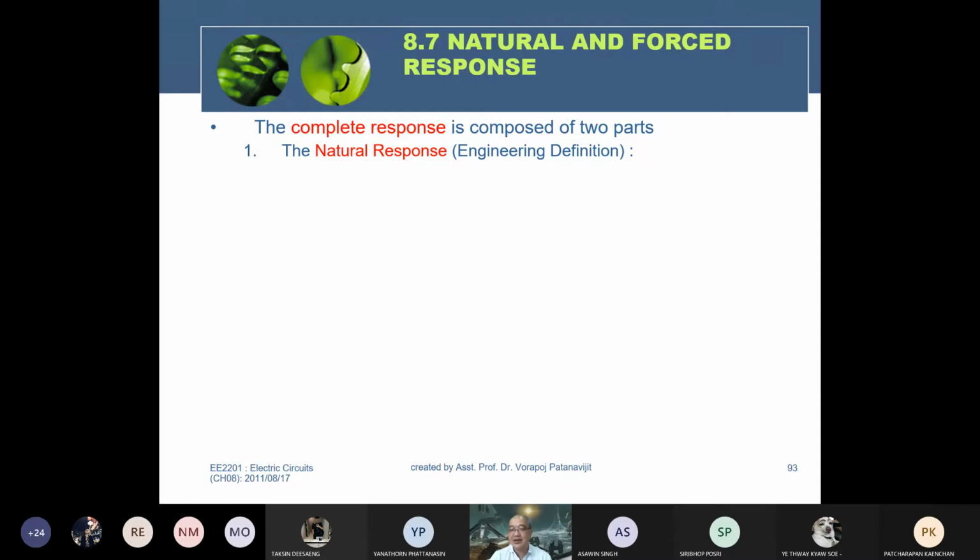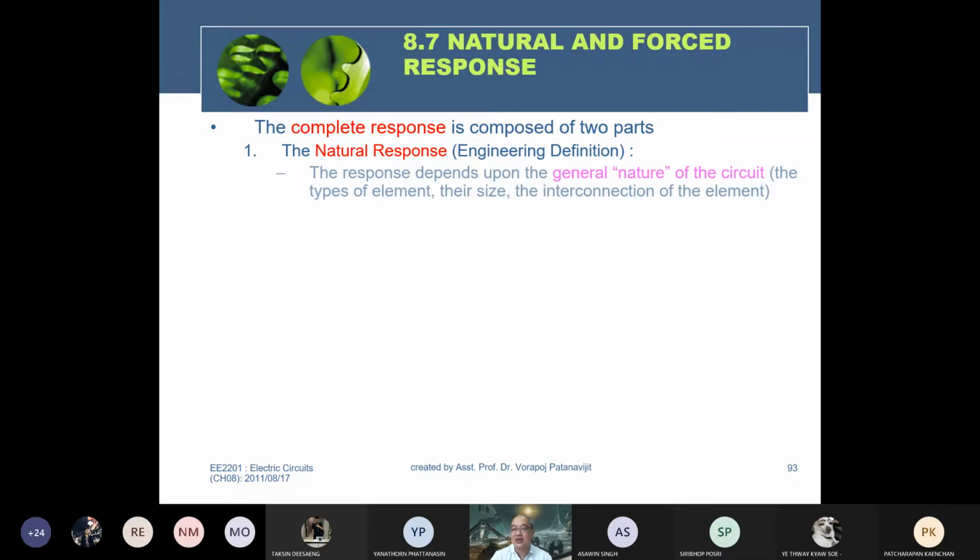Something like that. Therefore, the complete response must be composed of two parts. The first one is the natural response, and the second one is the forced response. The natural response depends upon the general nature of the circuit, the type of the elements or the size of the elements, and the interconnection of them.